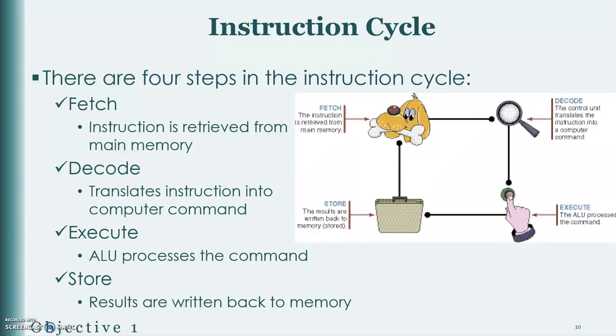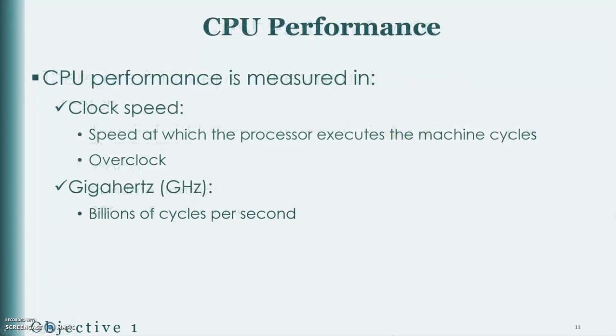Okay. So this cycle is continuously repeated by the CPU. This is always, always, always happening. This is a machine cycle: fetch, decode, execute, store. The CPU works so fast, it's difficult for us to comprehend, or at least for me to comprehend.